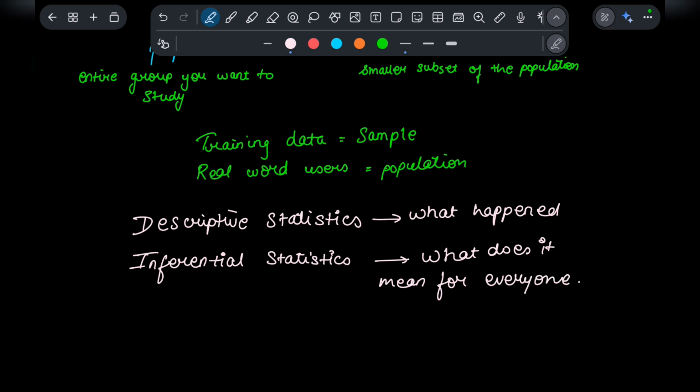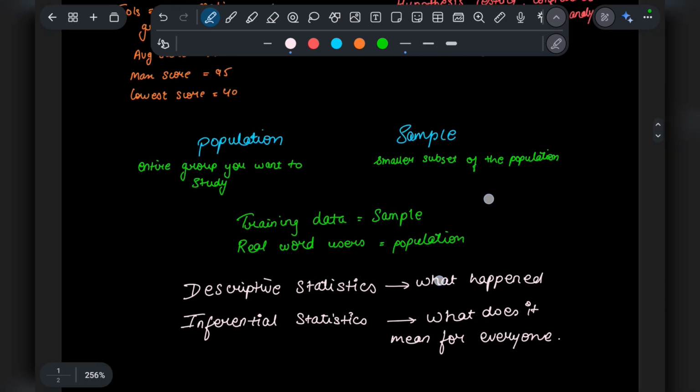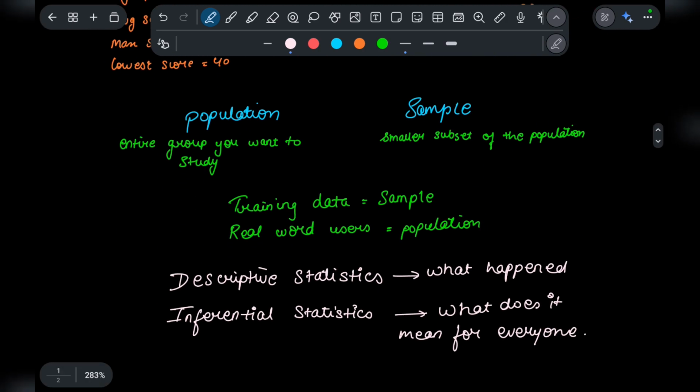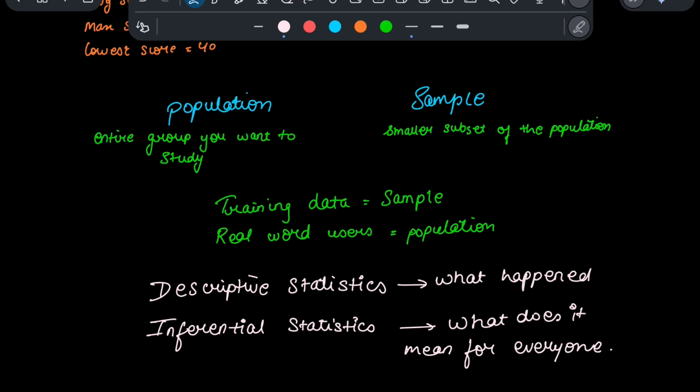So this was all about statistics: what is statistics, what are the types of statistics, and a small introduction to population and sample. Tomorrow I will be covering the types of data, like numerical, categorical, discrete, and continuous.